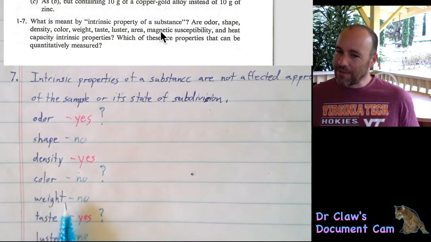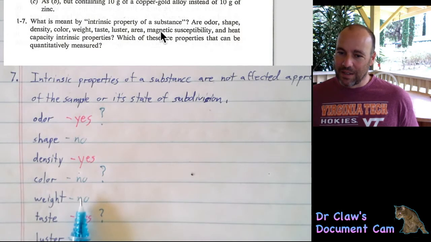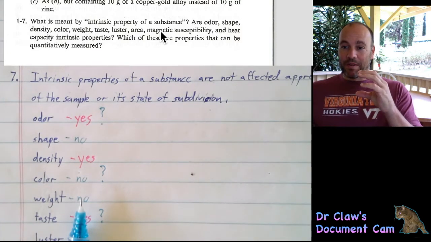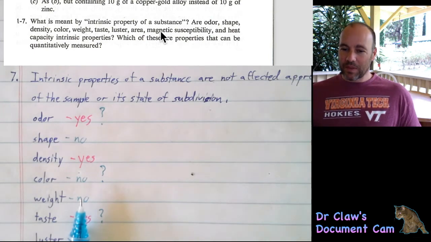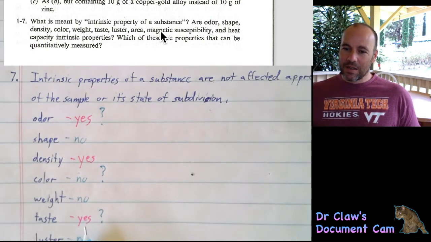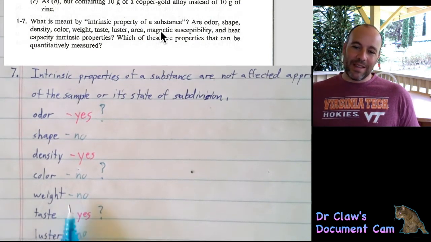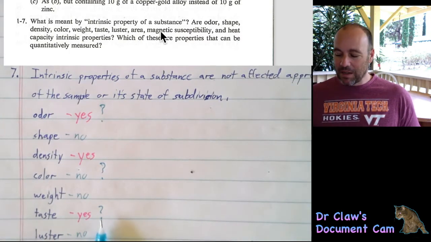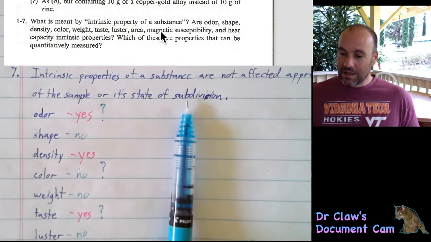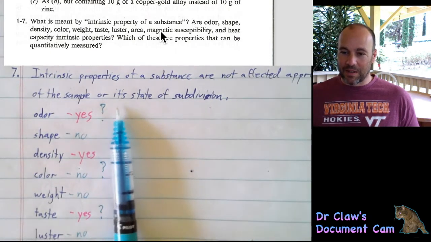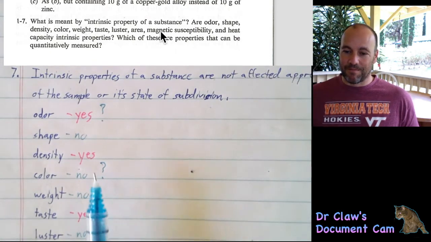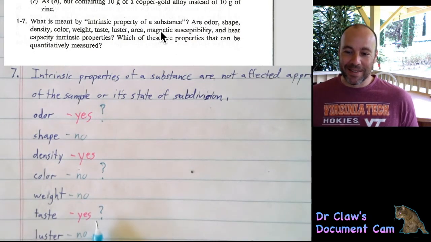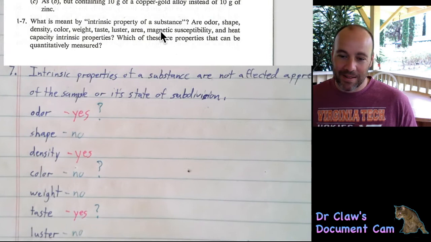Okay, weight is definitely not an intrinsic property. You cut a substance in half, it weighs half as much, so its weight changes. The taste, I would think that probably is an intrinsic property, but again, the taste can become more intense depending on its state of subdivision. Okay, so I don't like these question marks, but that's my take. All right.